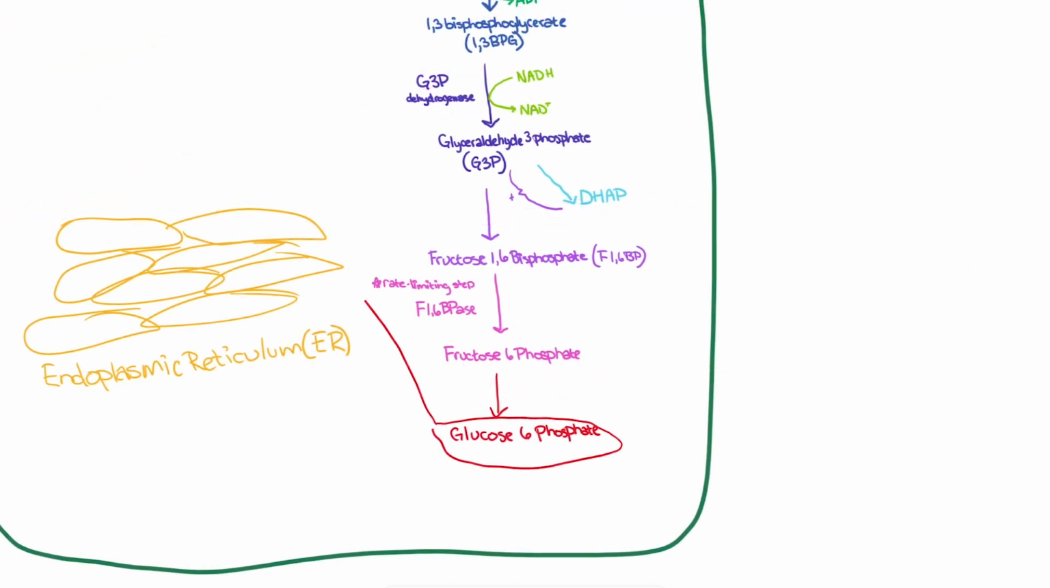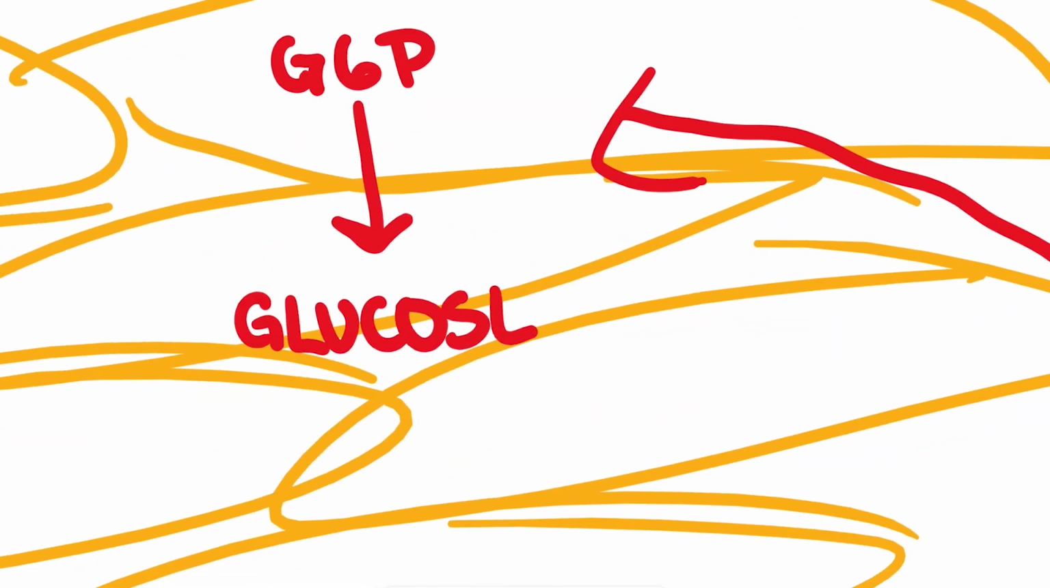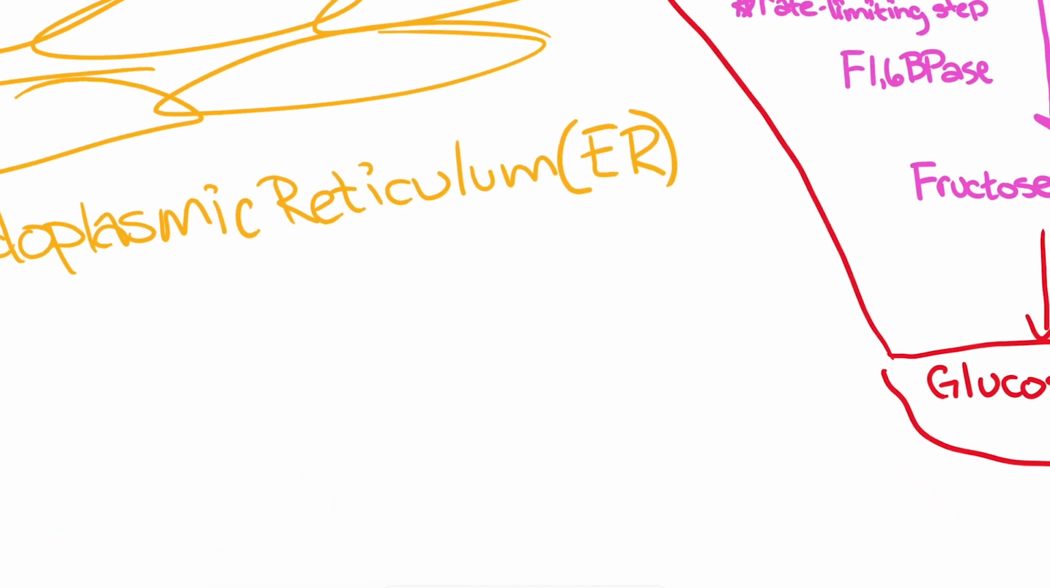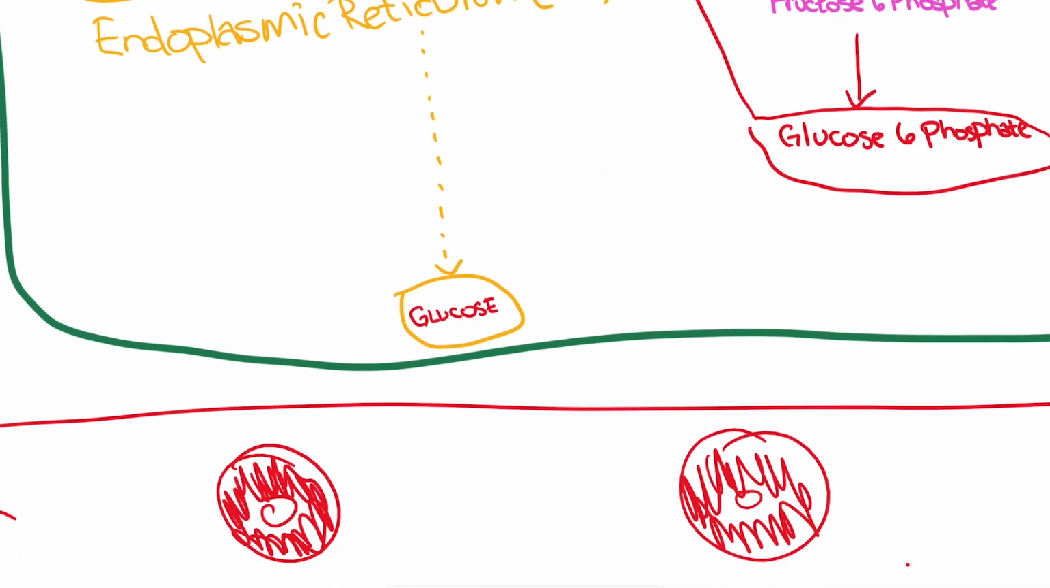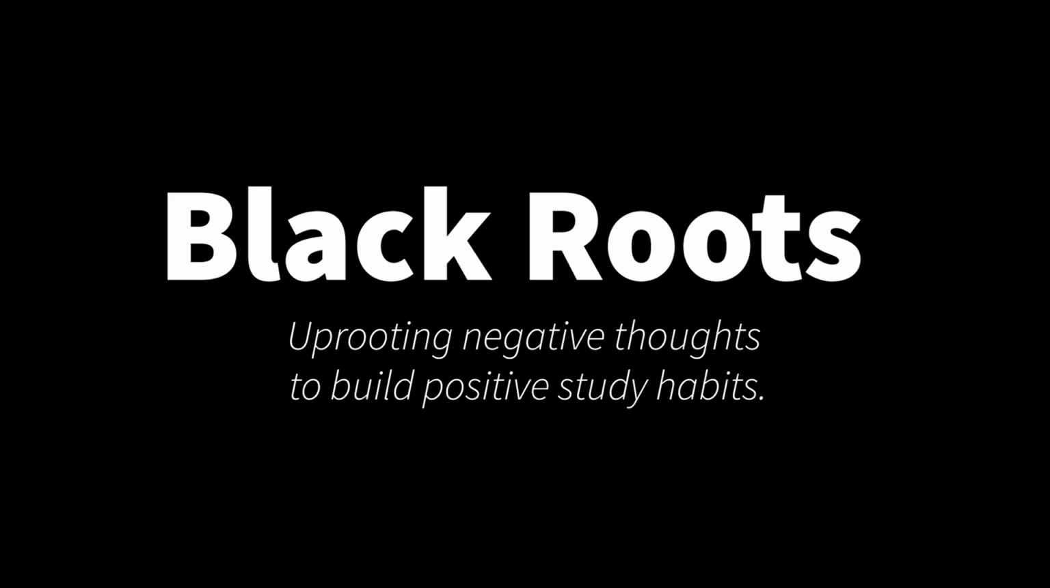Glucose 6-phosphate can then enter the endoplasmic reticulum, which we talked about before, where it is converted into glucose. This glucose is packaged into a vesicle inside the endoplasmic reticulum, where it ends up leaving the hepatocyte, entering the blood, and able to go to the rest of the body.